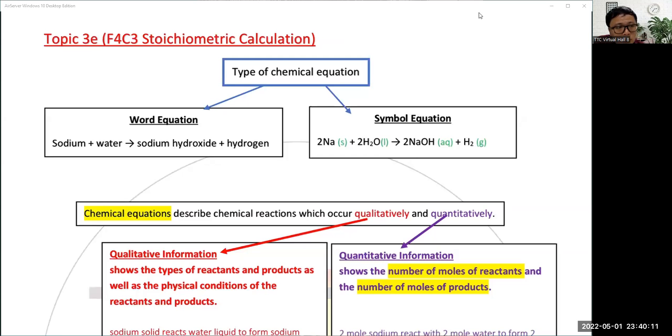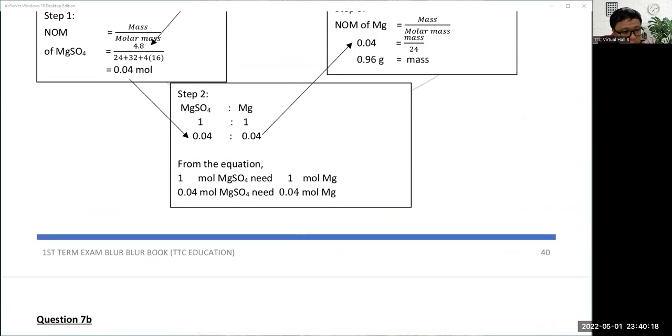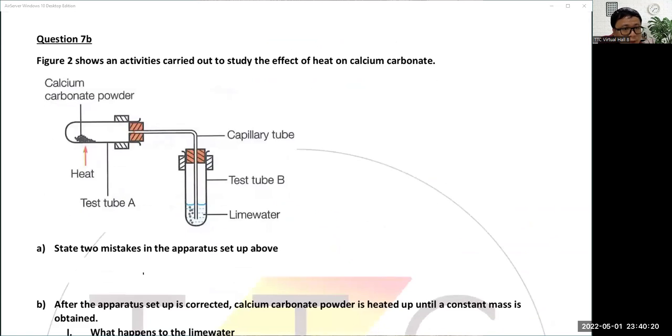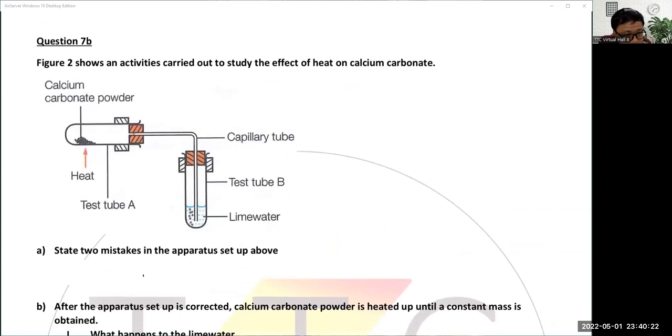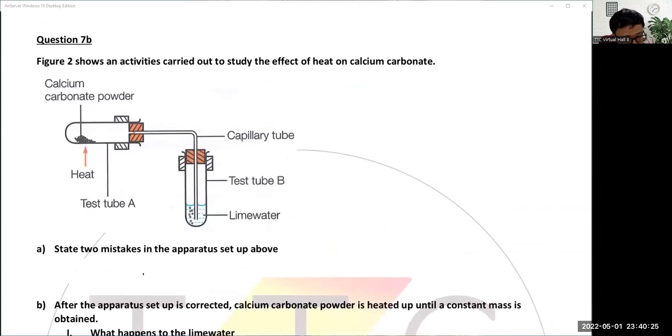Okay, so we go through the topic 3E, which is the last part of chapter 3. So we learn from the questions now. Okay, so these are the mistakes. Well, there are two mistakes in this apparatus setup.